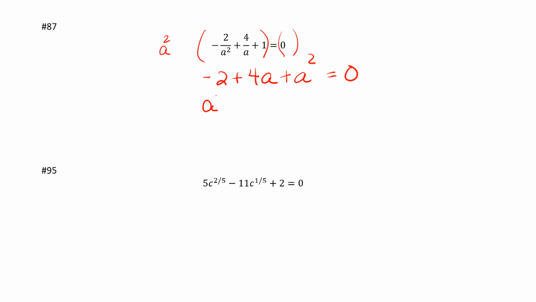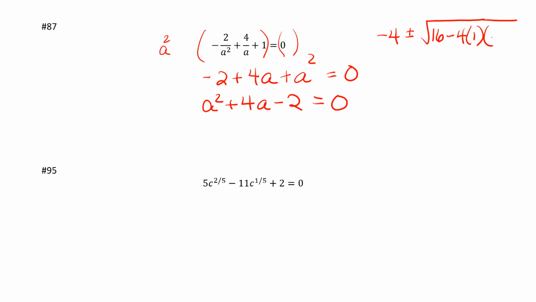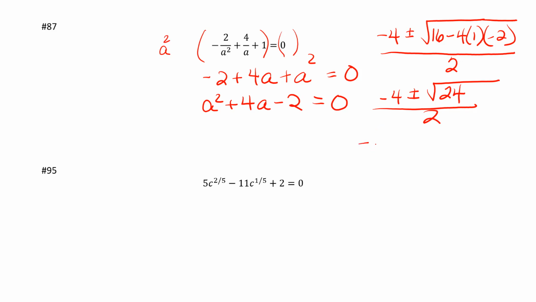I'm going to rearrange the left side in order of the powers of a, and I will get this. I will use the quadratic formula to solve. So negative b, so negative 4, plus or minus the square root of b squared. So 4 squared is 16, minus 4, a is 1, c is negative 2, and all over 2a, which is just 2. So negative 4 plus or minus the square root of 16 plus 8, which is 24, all over 2. So that's going to give me negative 2, the negative 4 over 2, plus or minus the square root of 24. 4 goes into that, that's going to be 2 square root of 6 over 2, and the 2s cancel.